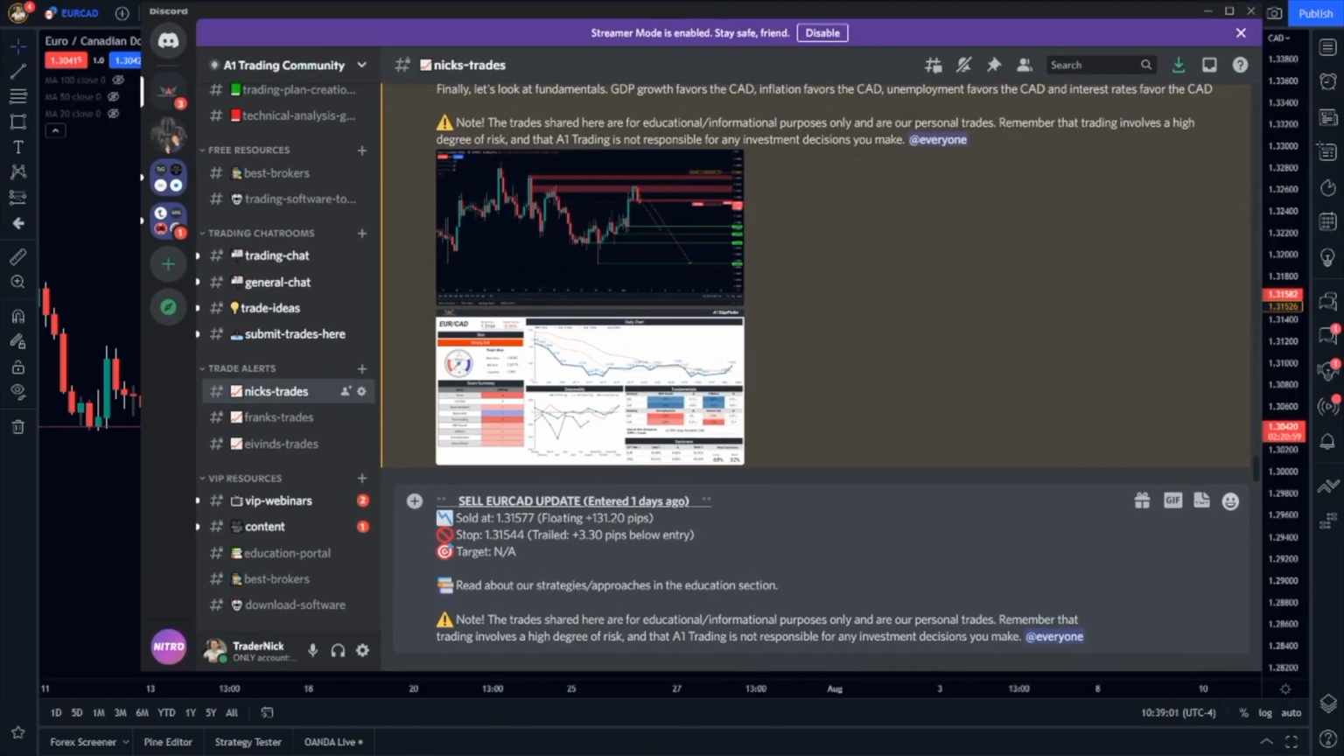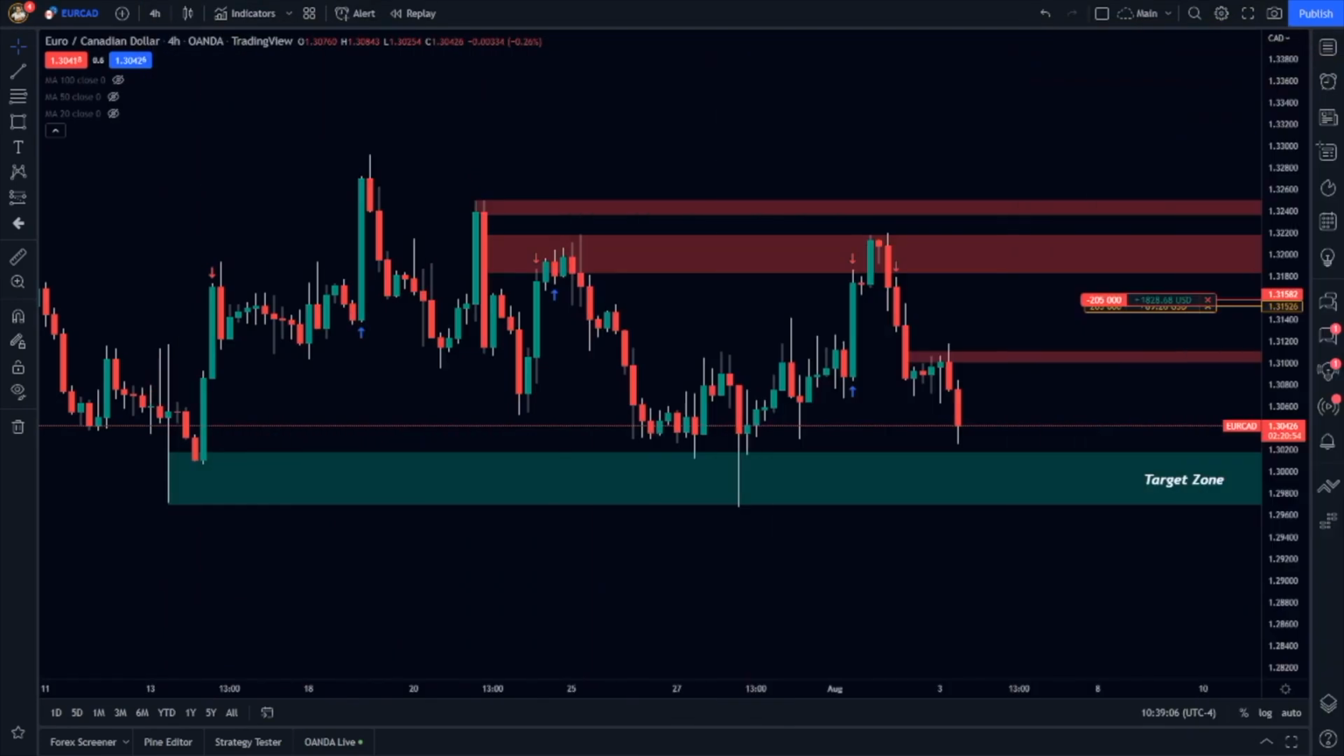I'm typing that up right now. You can see I'm just updating where I just trailed my stop loss to, just around break even, and I will get that out to members.